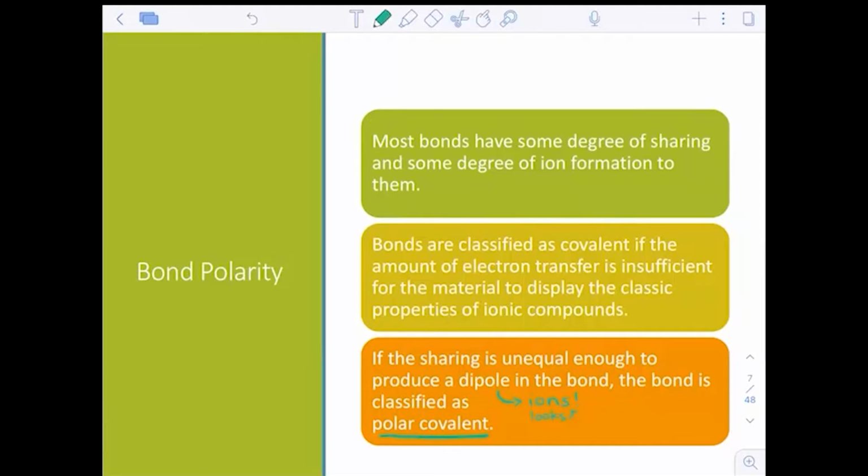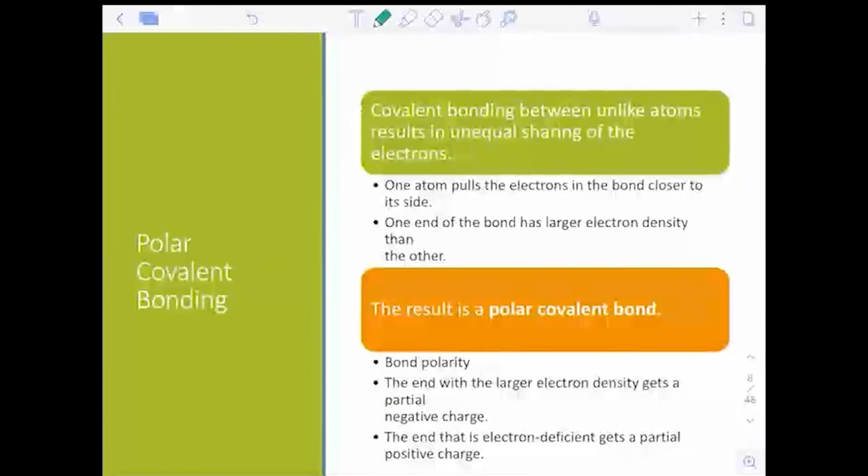One atom holds the electrons tighter than the other one does. So in covalent bonding between unlike atoms, that results in an unequal sharing of electrons, that usually means one atom is pulling the electrons closer to its side. That means that one end of the bond has a larger electron density. So that results in the polar covalent bond.